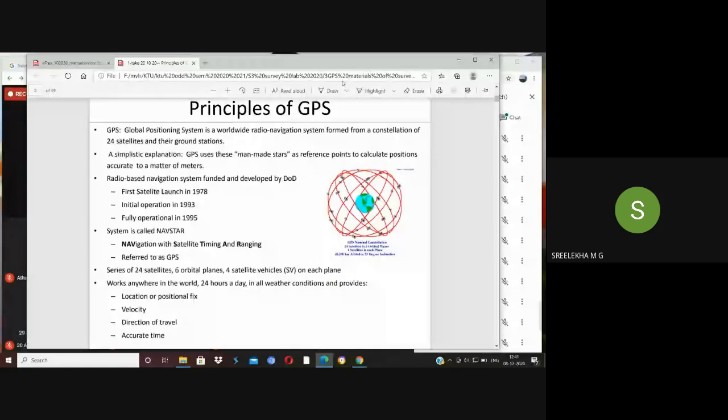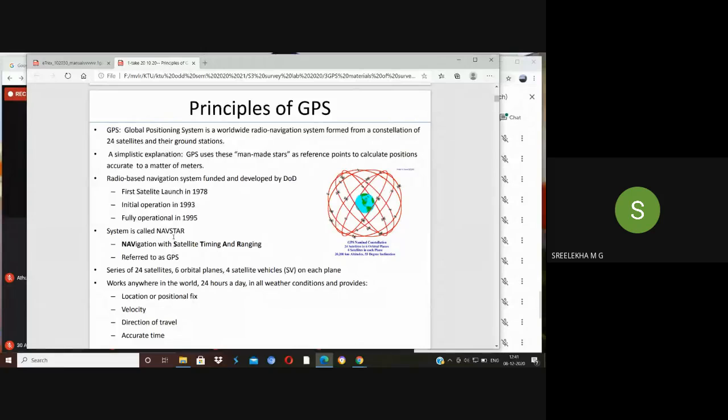and actually many satellite systems are there. The initial satellite system was launched in 1978, it became operational in 1973, and in 1995 it became fully operational. Then there is a satellite system called Navstar. It is the most commonly used. It was introduced by the United States.